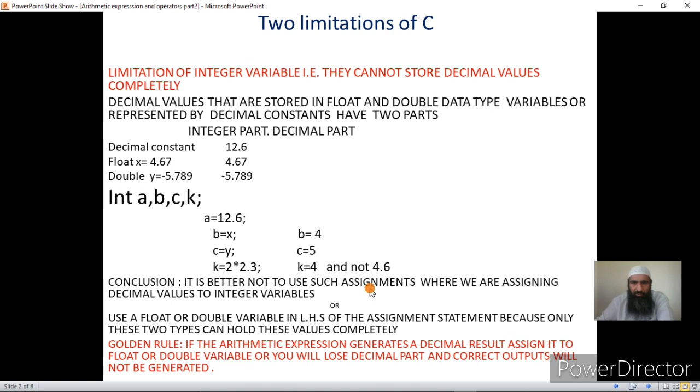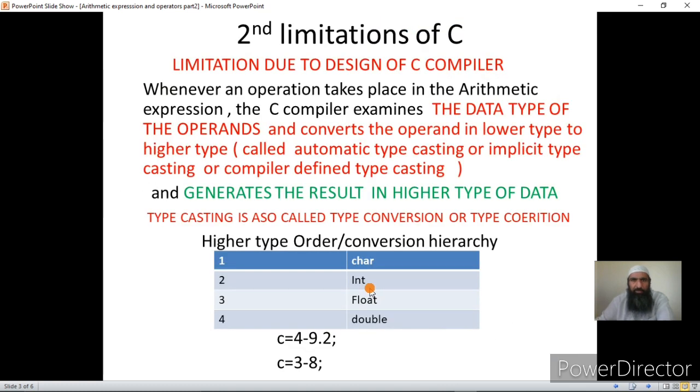Now is the second limitation of the C. Now this is an important limitation. This is concerned with the data type of the operands. Now I told you there's a C way of handling the arithmetic expression.